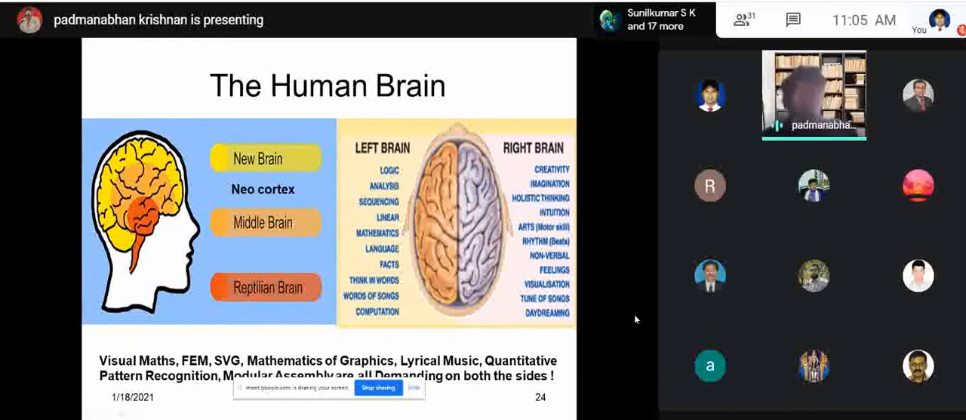Visual Max, FEM, SVG, Scalable Vector Graphics, Mathematics of Graphics, Lyrical Music, Quantitative Pattern Recognition, Modular Assembly are all demanding on both sides. Now, all these things require Visual Max or FEM or Scalable Vector Graphics or pattern recognition or modular assembly. They are demanding on both sides of the brain. You require a GABA neurotransmitter. You have to be alert. And some of them are even ambidextrous.